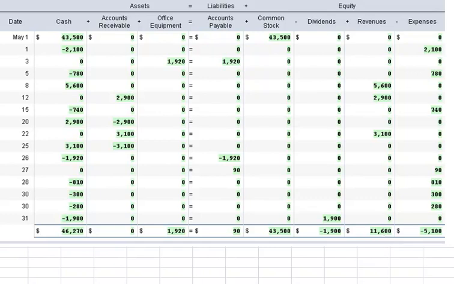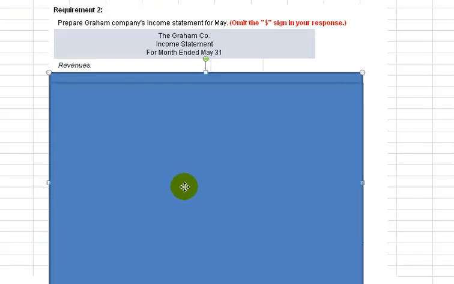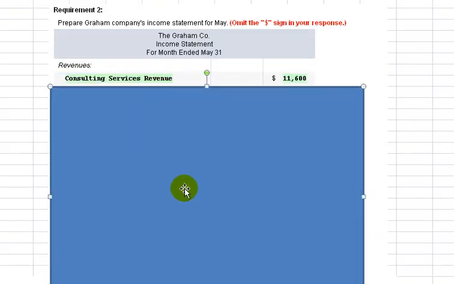Now let's show the cursor so you can see it. Hopefully you can see that, 11,600. So if we slide this down, we've got 11,600.